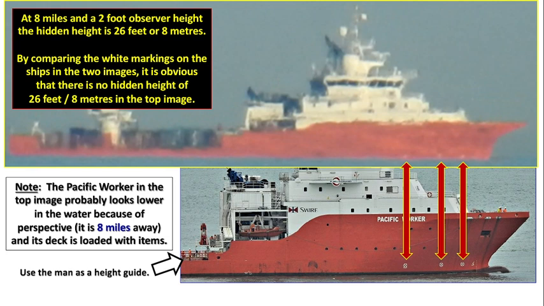Note, the Pacific Worker in the top image probably looks lower in the water because of perspective. It is 8 miles away and its deck is loaded with items. Use the man as a height guide.